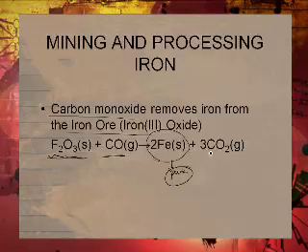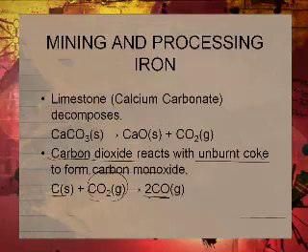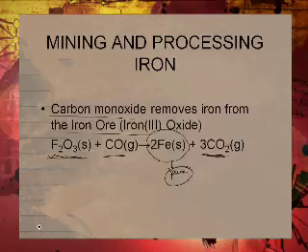And in that process also carbon dioxide is produced. Now, you remember that carbon dioxide here is produced when limestone breaks down to calcium oxide and carbon dioxide. That carbon dioxide reacts with carbon to form carbon monoxide. So the cycle continues. It goes back to react with carbon to give us carbon monoxide.